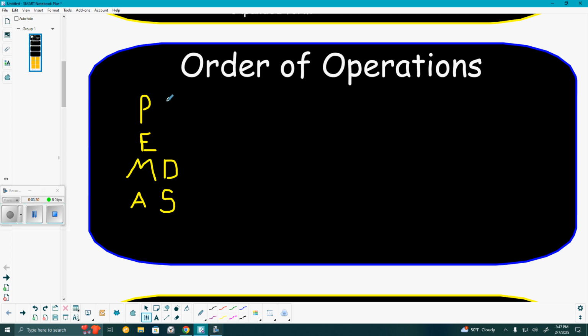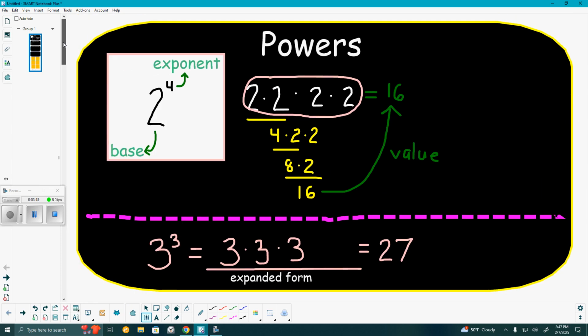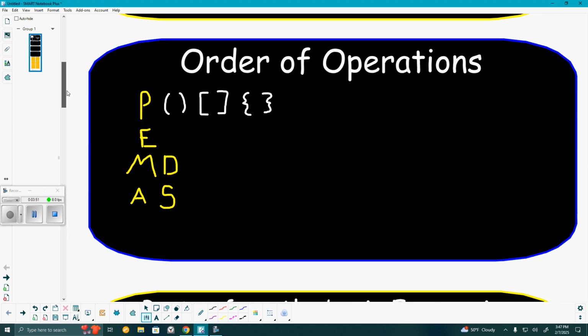So parentheses look like this. They can also be represented like this, with brackets. Sometimes they are these fancy looking brackets. Exponents, we already know what exponents are. Multiply and divide. This is the same step.